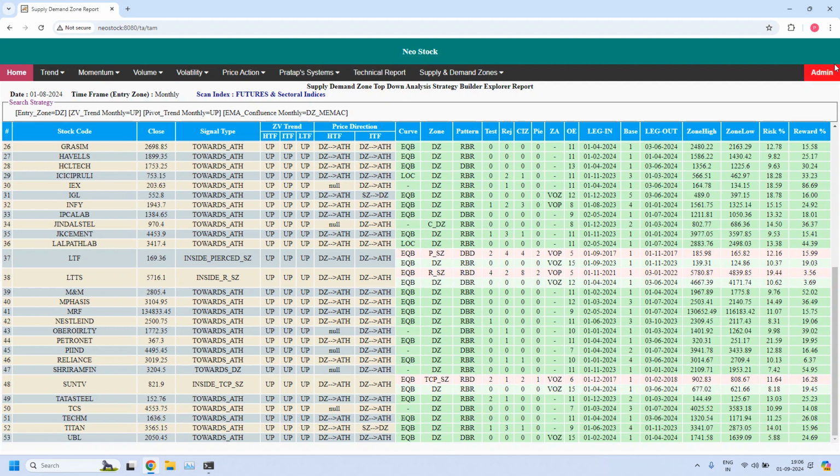But still the list is very big. How to further reduce the list? So let's add one more high probability filter, trade setup. High probability trades, to increase the odds, the probability should be improved. That's why I'm adding one more zone confluence parameter. Let us find the stocks having monthly and quarterly confluence with each other.